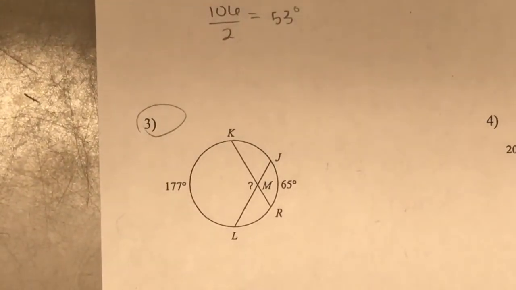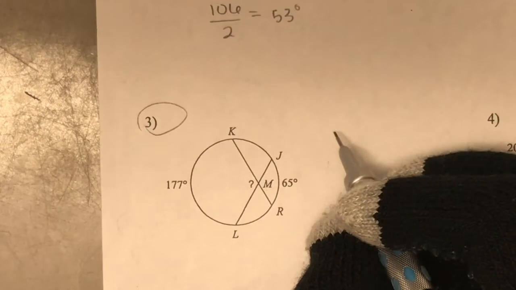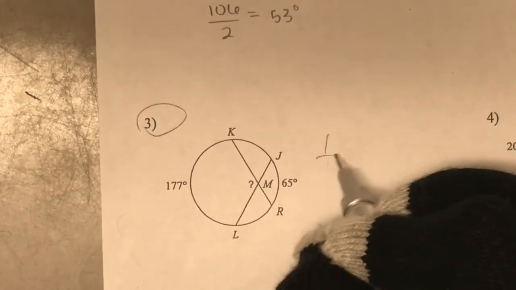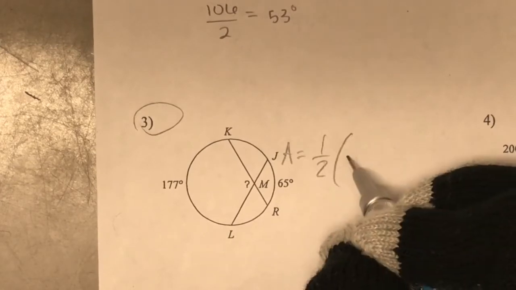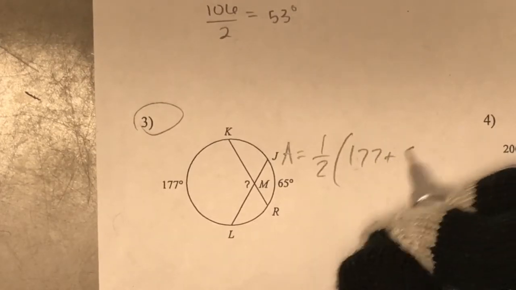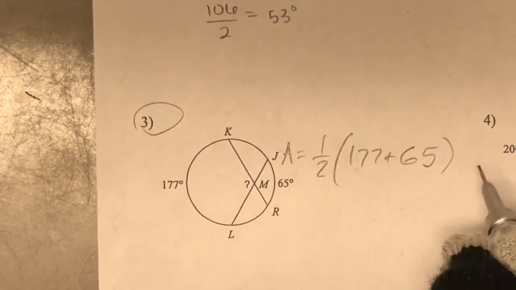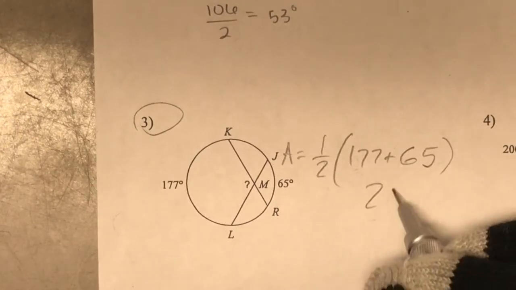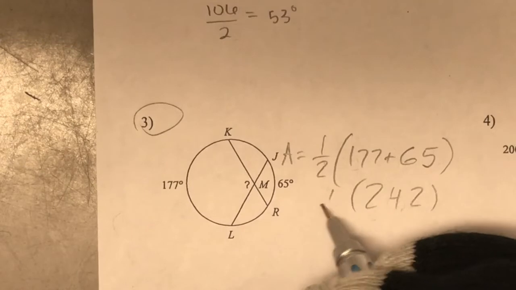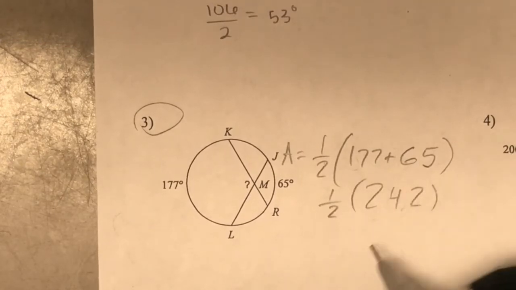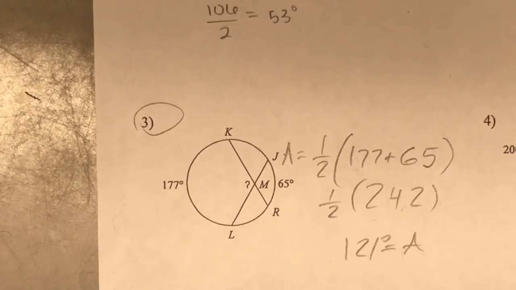To solve for number 3, first you have to plug all your numbers into your equation. So you have the angle equals 1/2 times the big arc plus the small arc. And then you work down from there to solve the equation. So once you add what's in the parentheses, you get 242, and you multiply that by 1/2, which gives you 121, and that's your angle.